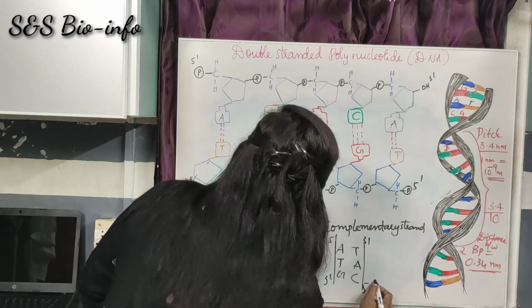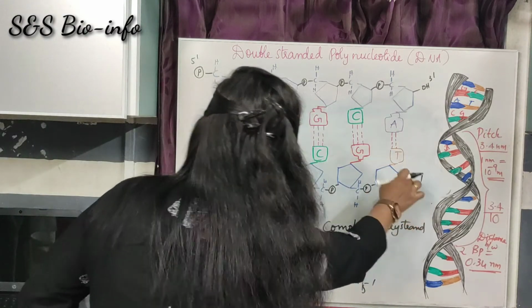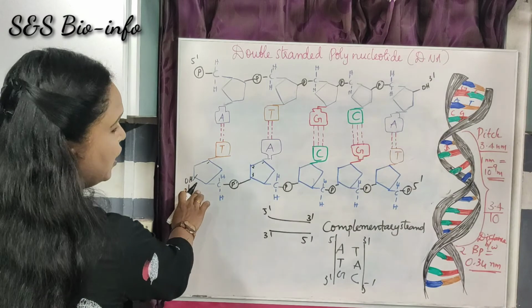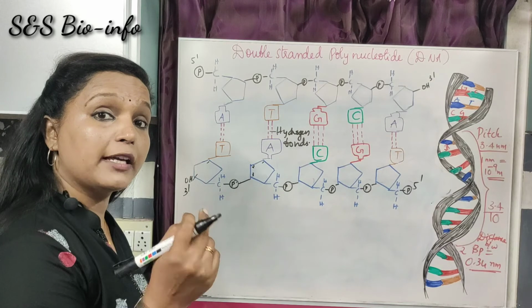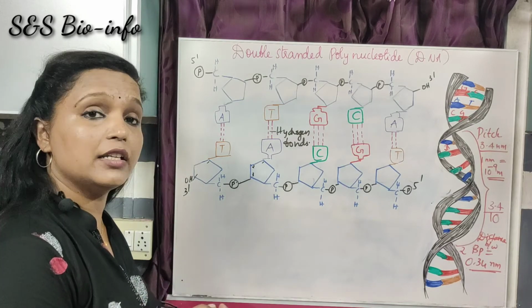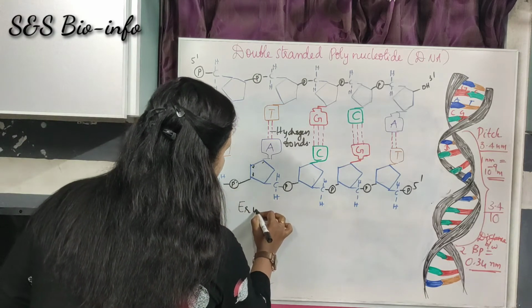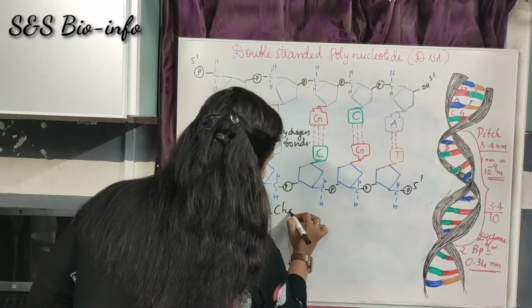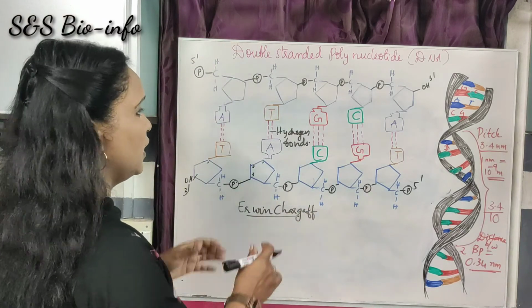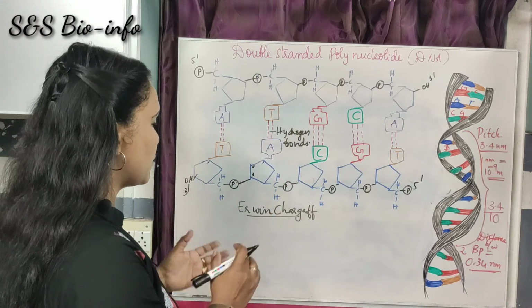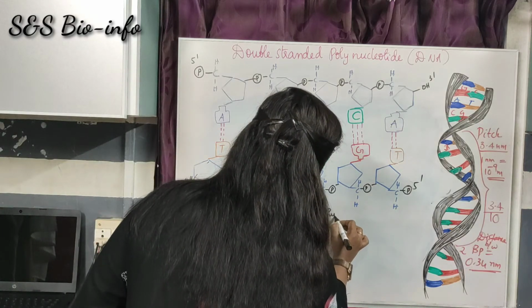Look at the second strand. The strand begins with the 3' end and ends with the 5' end. At the 3' position there is a free OH group, at the 5' position there is a free phosphate group. The complementary base pairing of the double helical strand is also based on the observation made by Erwin Chargaff. The rule based on the complementarity of the two strands was proposed by Erwin Chargaff. This rule is called Erwin Chargaff's rule.